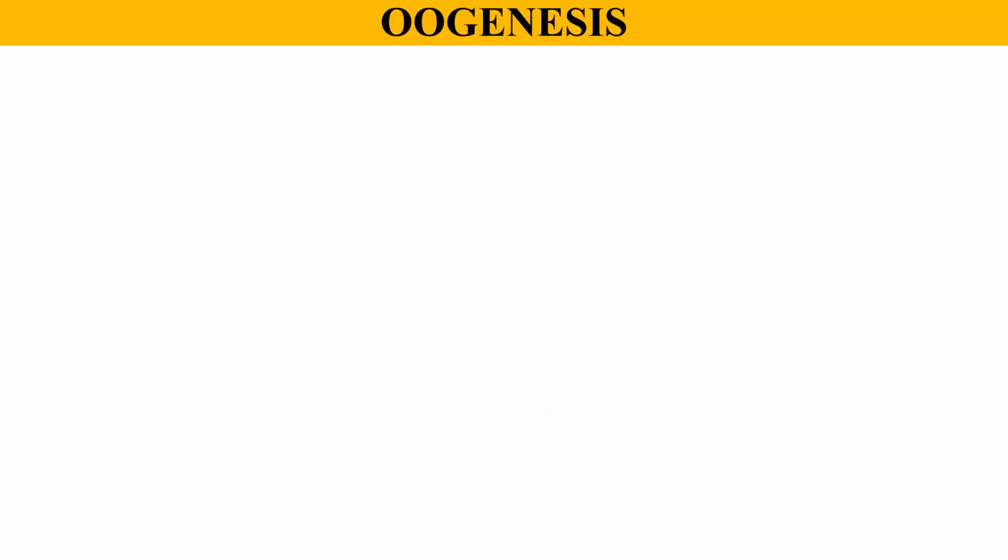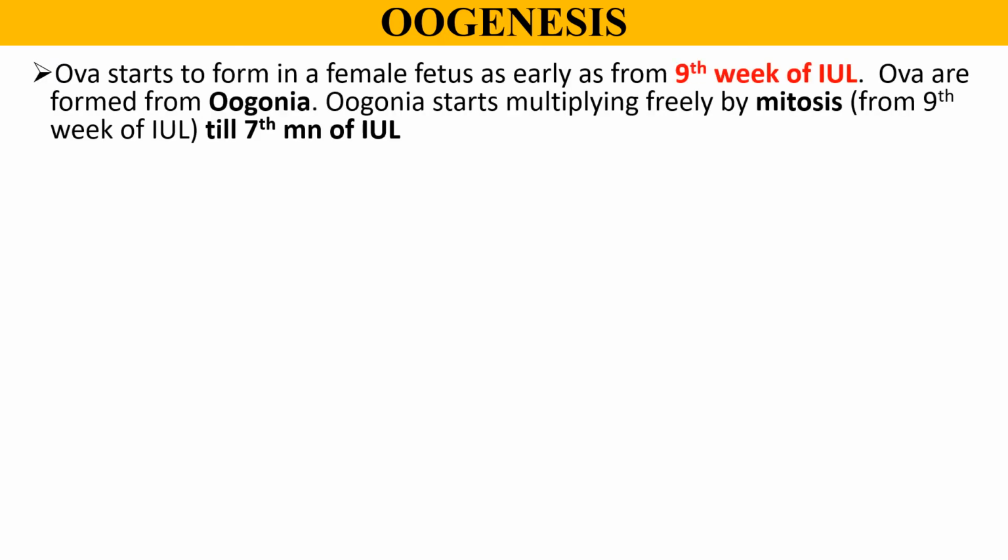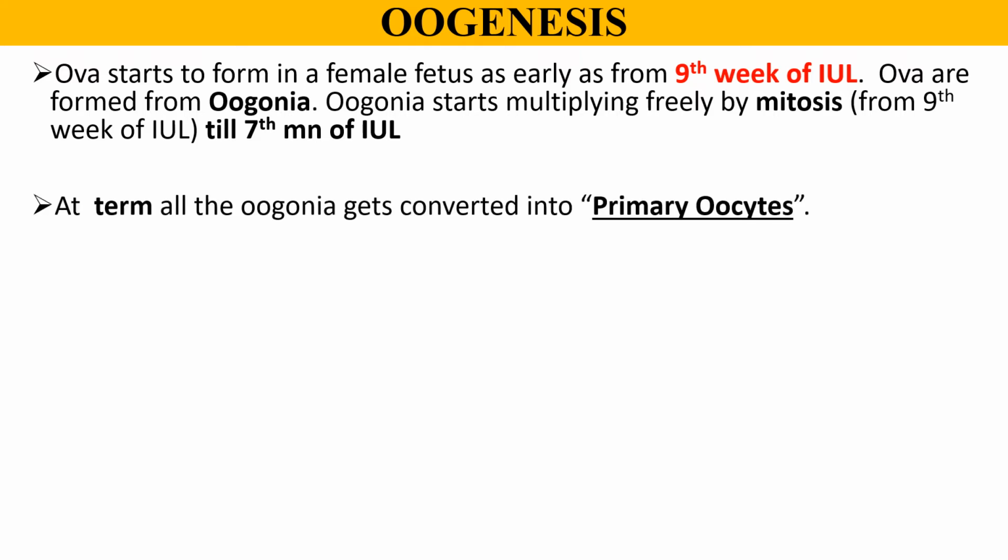Now let us see how oogenesis takes place. You all know the fact that ova or female gametes start to form in a female fetus as early as the 9th week of intrauterine life. These ova form from the primitive oogonia that start to multiply freely by the process of mitosis around the 9th week of intrauterine life till the 7th month of intrauterine life.